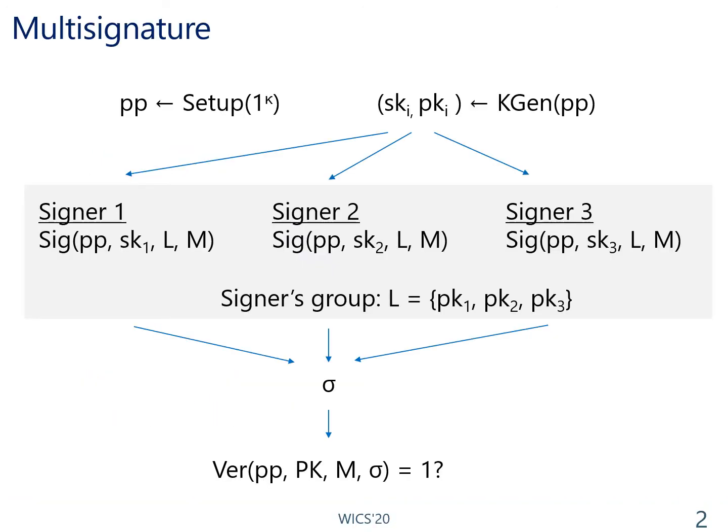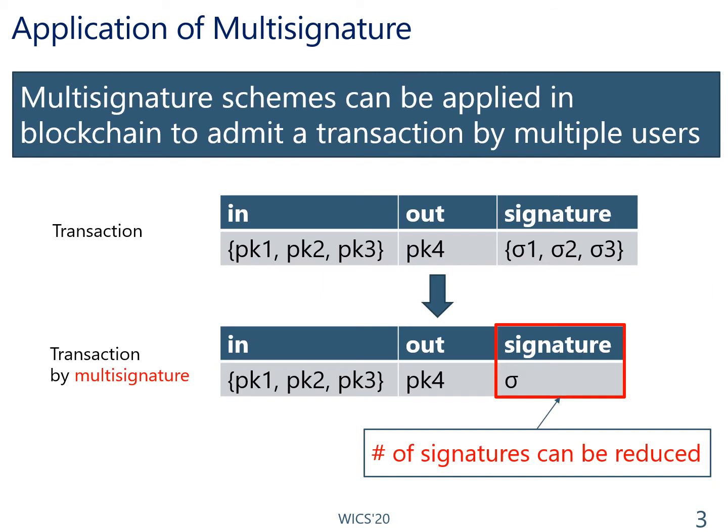Our main topic is multisignature schemes. A multisignature scheme is one of the specific types of digital signature schemes in the sense that it enables a group of multiple signers to issue a signature of a message. Recently, this is employed in the blockchain to support a transaction by multiple users rather than an individual one. Namely, multisignature schemes enable us to compress the size of signatures in a transaction.